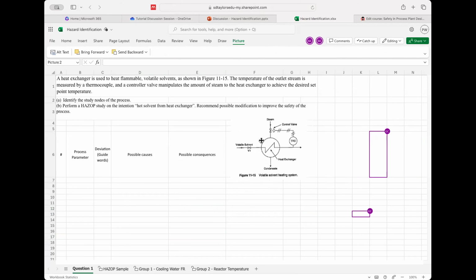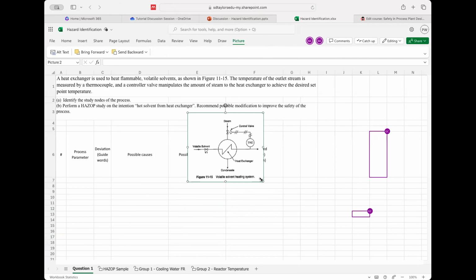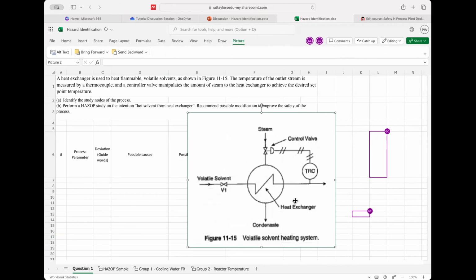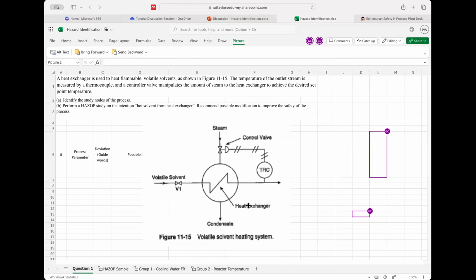Okay, so let's take a look at this HAZOP example. We have this volatile solvent coming into this heat exchanger at a low temperature, and you want to heat up the volatile solvent. So you have steam coming in, and then condensate going out on your heating stream.